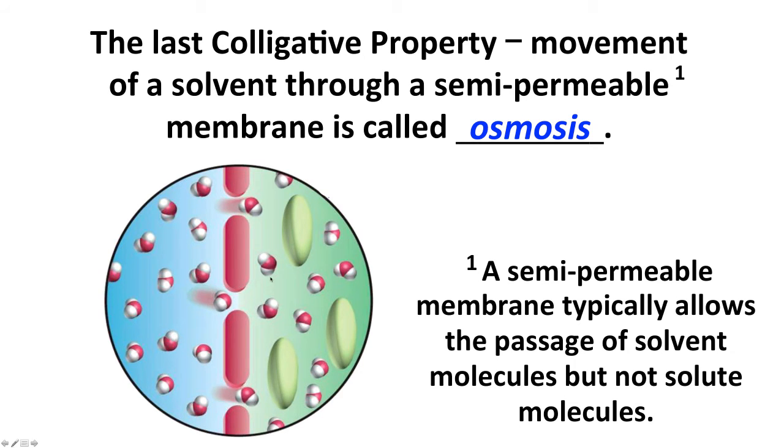So here our solvent is water. Our solute particles are these green ovals. And we could imagine a semi-permeable membrane essentially as having openings that are small enough to let water molecules through, but too small to let solute particles through. This isn't exactly what's going on. This isn't a perfectly accurate representation, but that's a way to think about it. So solvent molecules can go through the semi-permeable membrane. Solute particles can't.